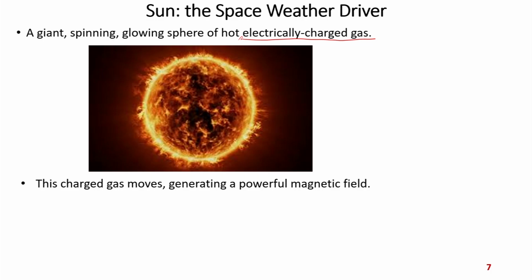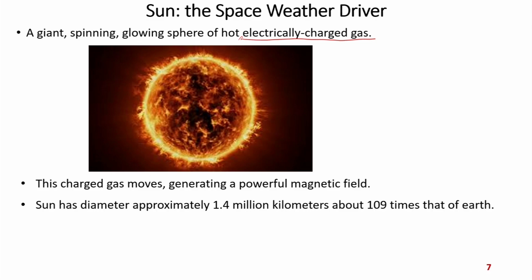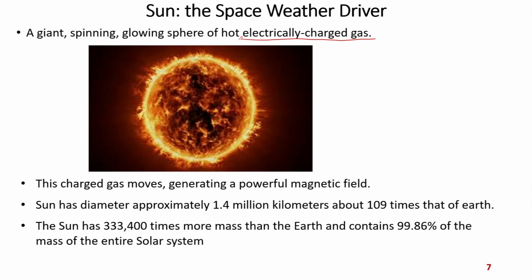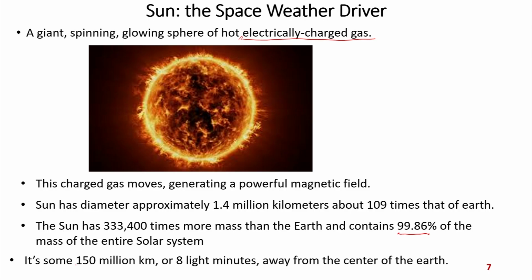So, what happens is that these charged particles or the charged gas move, and whenever a charged particle moves, it is equivalent to an electric current. Whenever there is an electric current, there will be a magnetic field by Ampere's circuital law. The Sun has a diameter of approximately 1.4 million kilometers, which is about 109 times that of Earth, and the Sun has 333,400 times more mass than Earth, and it contains 99.86% of the mass of the entire solar system. Its distance is 150 million kilometers, or 8 light minutes, away from the center of the Earth.